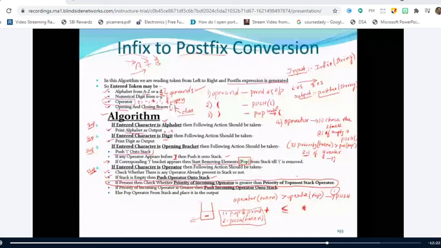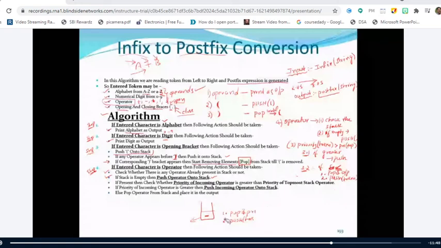Next, if less than or equal to, that means if the priority of the token is less than or equal to the priority of the top element, you have to perform two steps here. One is pop and output, and then push the token. Is it right or not? Yes, sir. Right. So you remember these steps, and then we will simply solve an example problem. Then your doubts will be cleared.